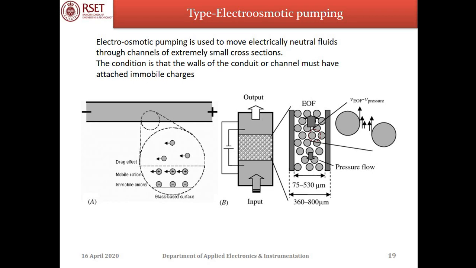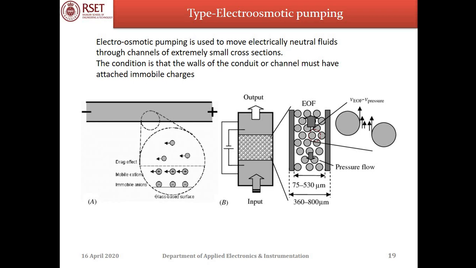Now here you can see that a glass wall, as shown in the figure, can produce such immobile charges along the surface if it is coated with either ionizable material, for example, deprotonated silanol groups, or with strongly absorbed charged species that are present in the fluid.